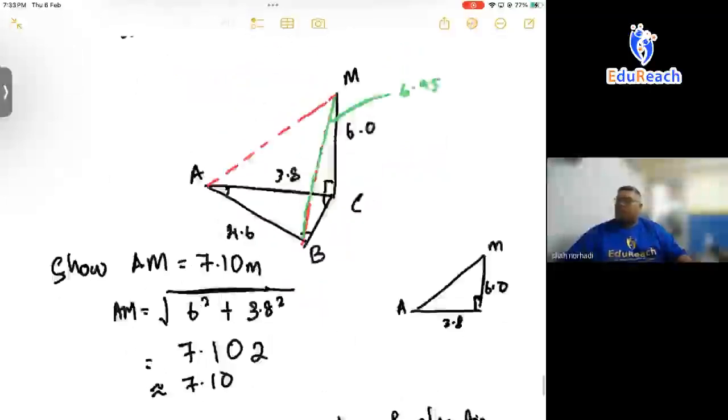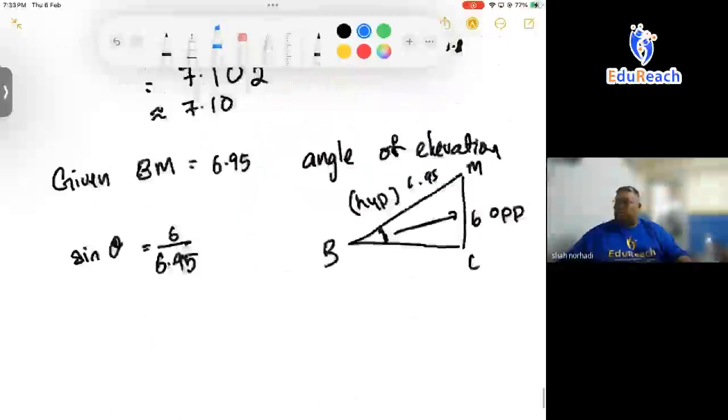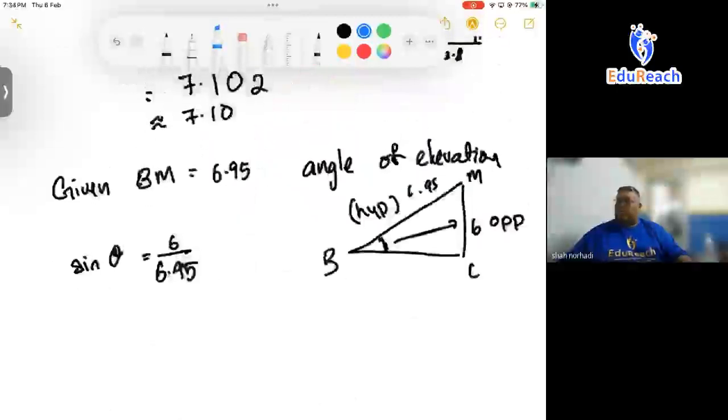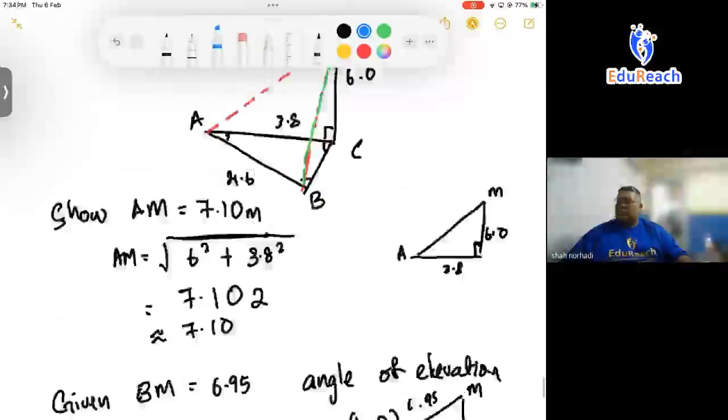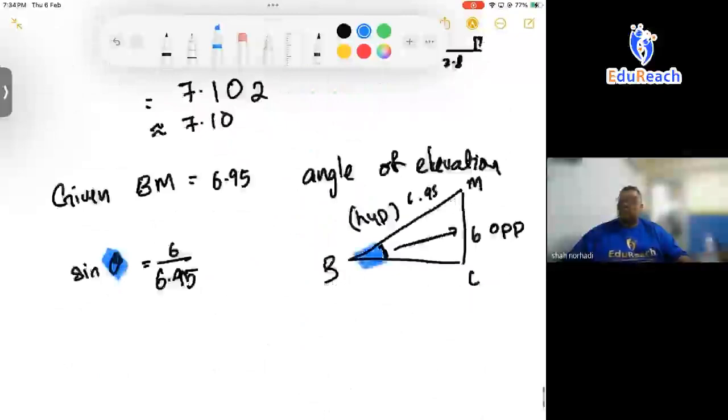degrees. We are finding the angle. The one at B, right? Yeah, the one at B. But we only have the hypotenuse and we have the opposite. So what's the answer? Angle?